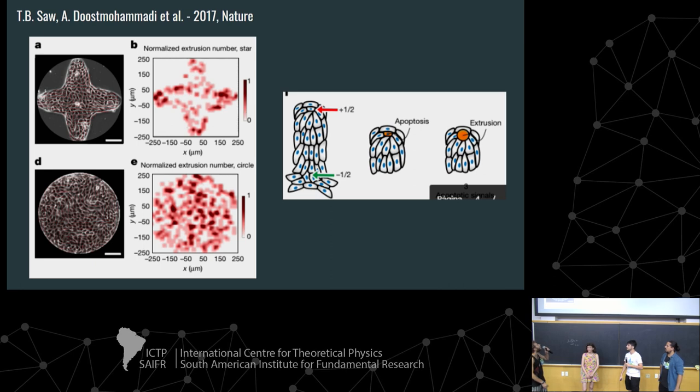If you look at the stars, you can see more topological defects at the edges of the stars. If you have the plus 1/2 there, you have the picture. And these defects compress the cells, so they emit the YAP.